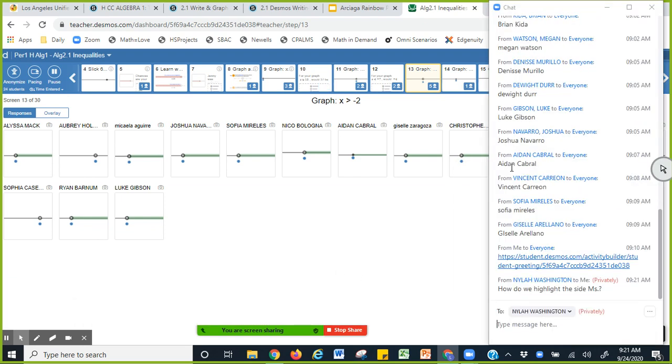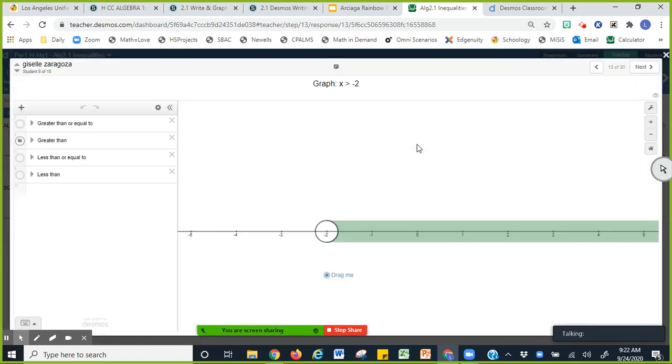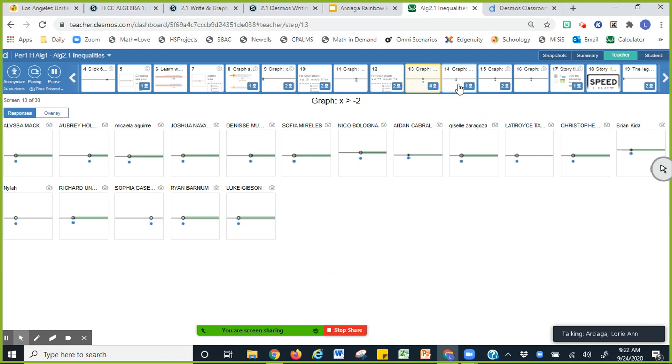Okay. How do we highlight the side? Sorry, I cannot go to the original slide right now, but give me one sec. Let's see if I can do this. You have to choose one of your options on the left hand side underneath a plus sign. So if you want to shade, I'm using Giselle's as an example. If you want to shade greater than, you have to click the circle on the left hand side among the four options. There you go. I hope that helps a little bit.